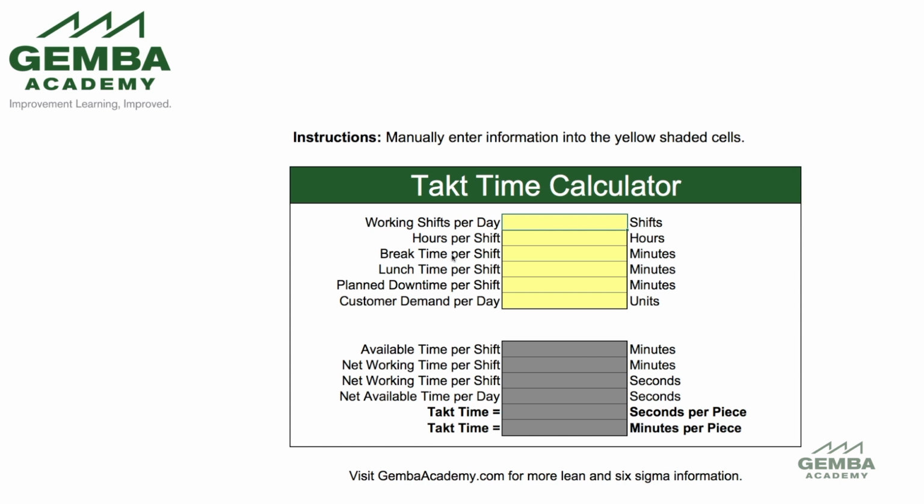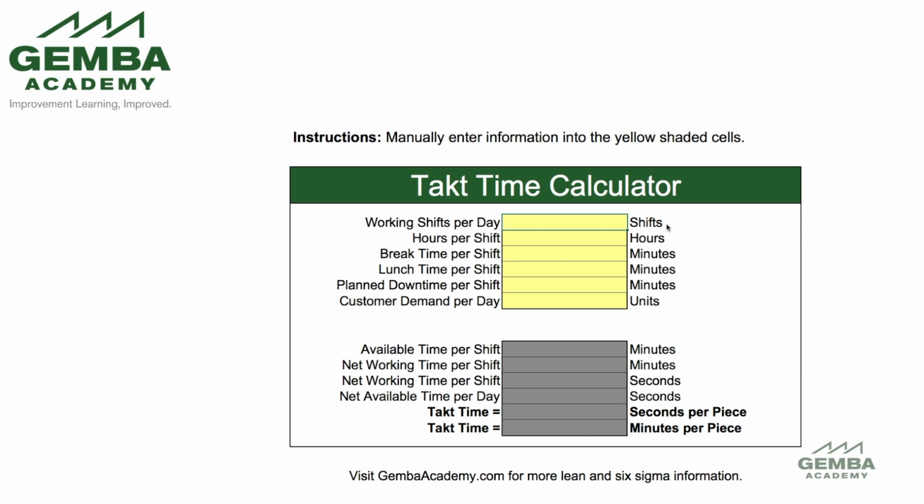As the instructions say here, the yellow cells are what we can edit, and these gray cells have formulas in them. They've been protected so the formulas don't get messed up, and they're all automatically populated. So let's just walk through a scenario.